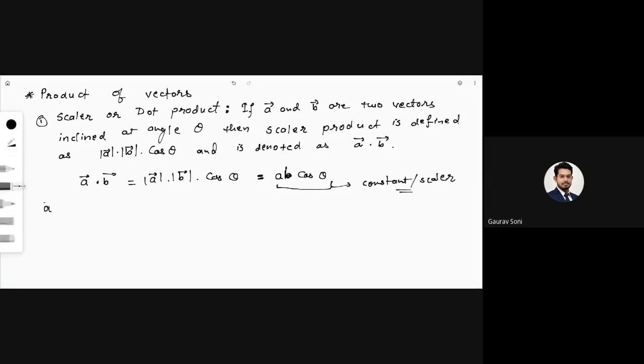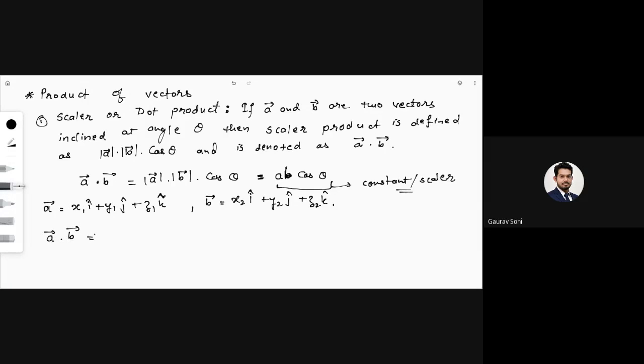this chapter. So if a bar is equal to x1i plus y1j plus z1k, and I'm writing another vector b bar is equal to x2i plus y2j plus z2k. So the dot product a bar dot b bar will be given by.